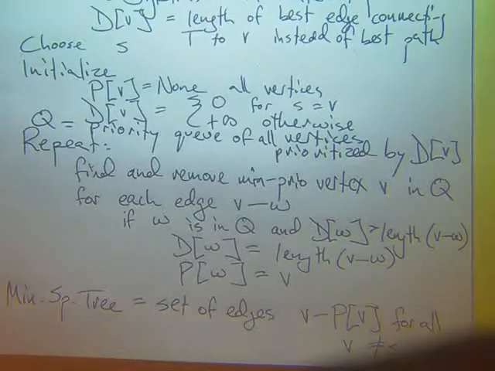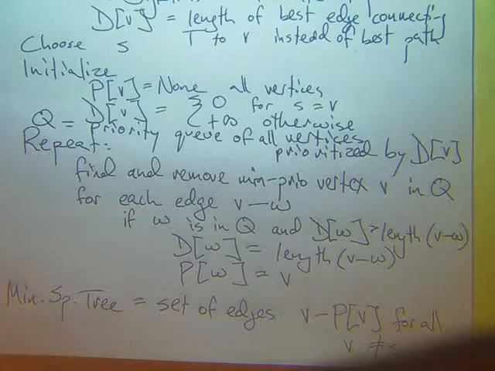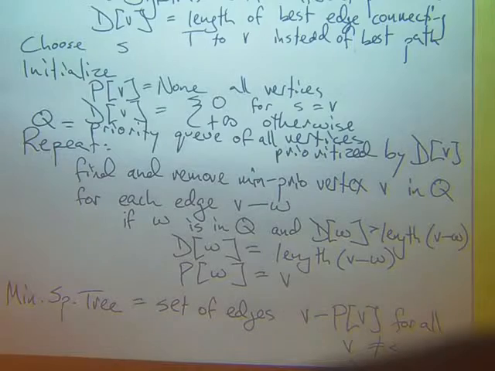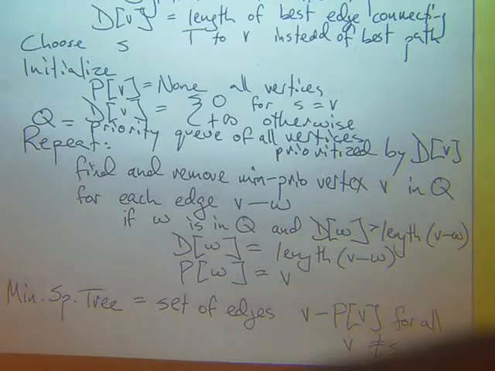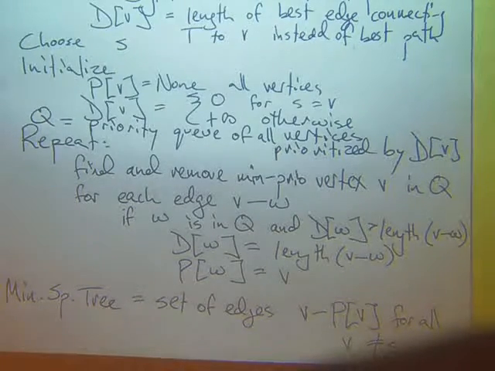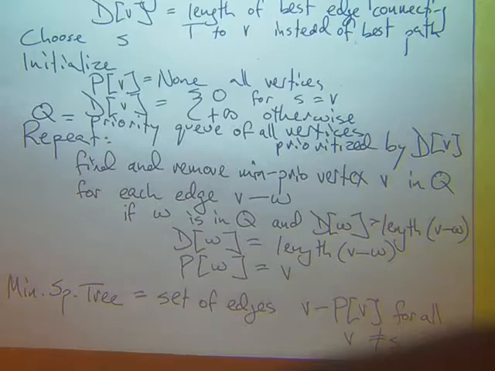Find and remove the minimum priority, which I abbreviated PRIO. The vertex whose D value is the smallest.